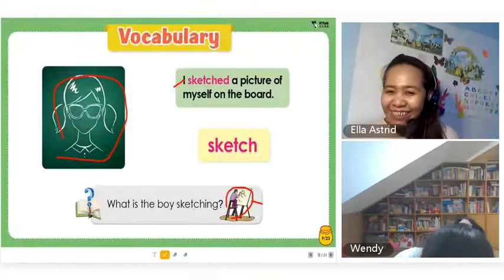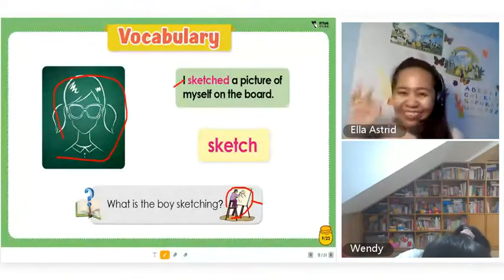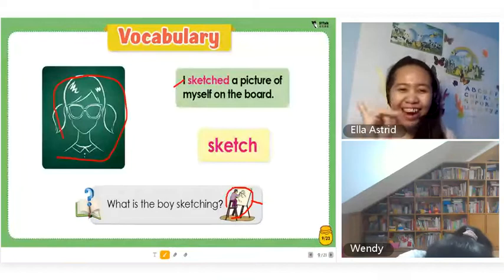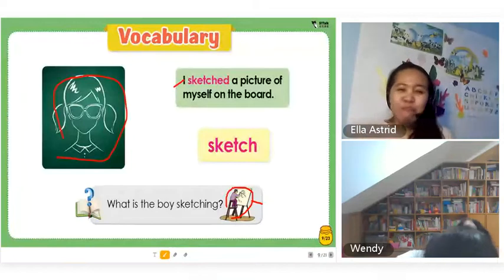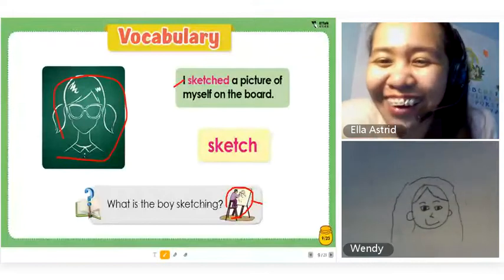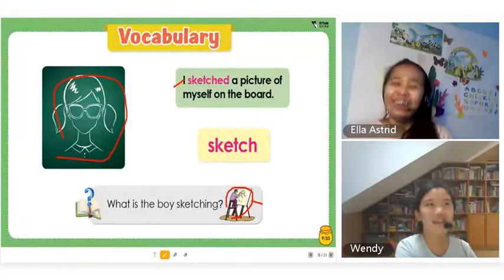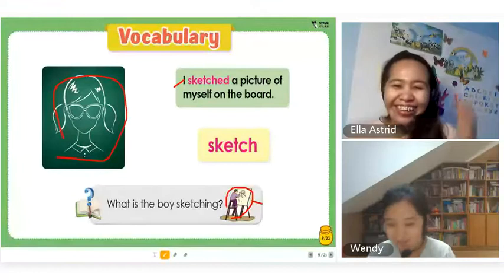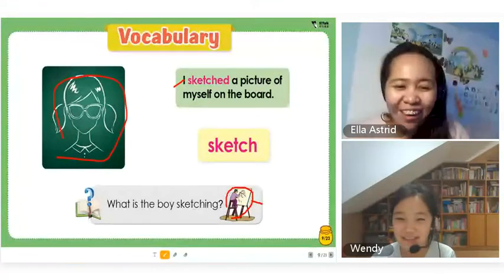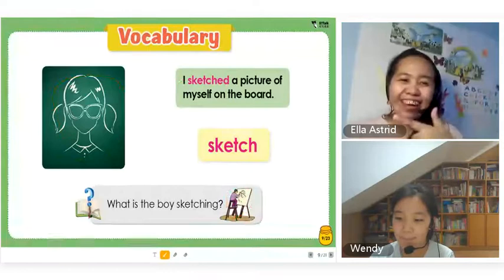Oh, are you sketching? In five, four, two. Make sure I am beautiful in there. Oh, yeah, sorry, teacher. I'll make sure. Okay, very well. Thank you. Okay, so now, Wendy, let's move now to the next page.